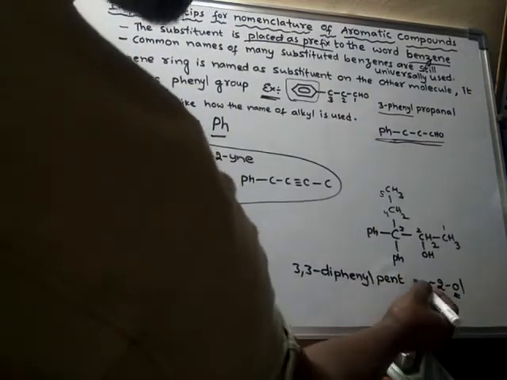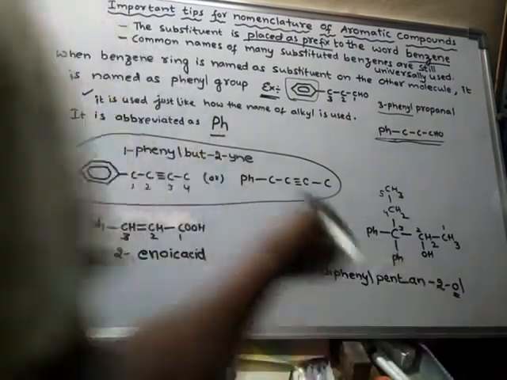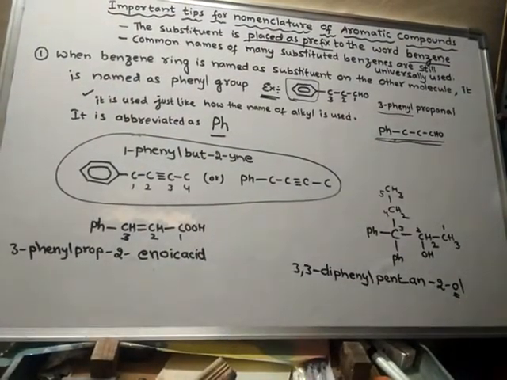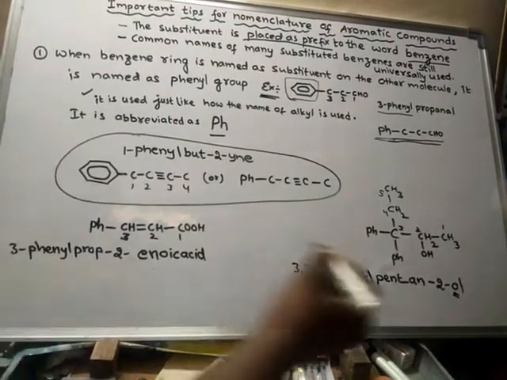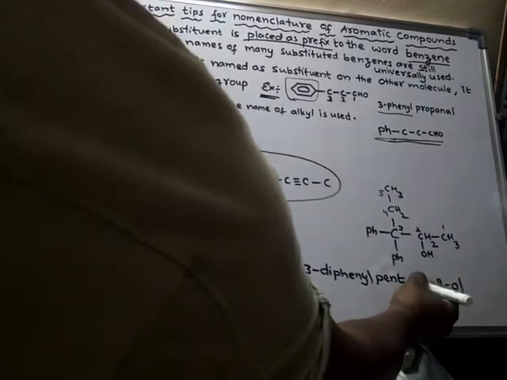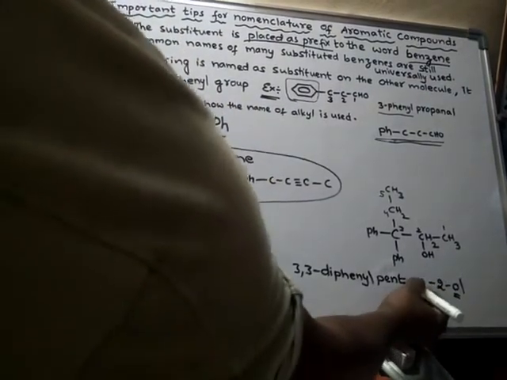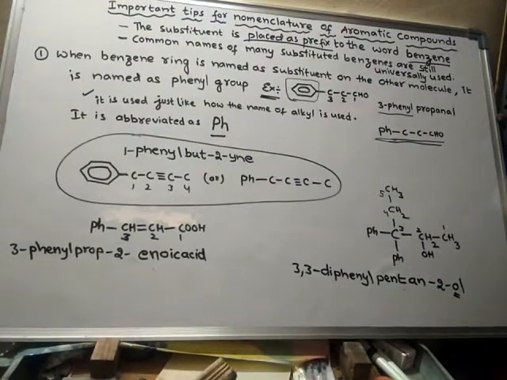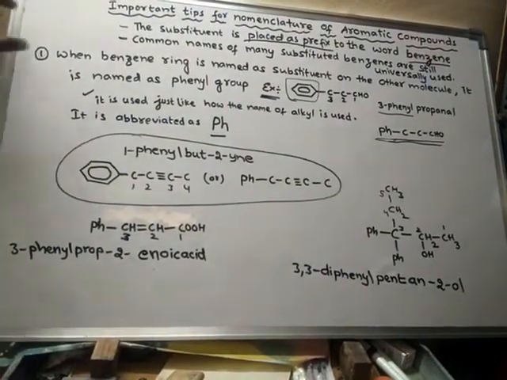Now the name of the compound will go like this: 3,3-diphenylpentane-2-ol. Okay, pentane. There should not be any space between any letters, so the entire name should be written as a single word. So this is the name of this compound. Like this, the first tip can be used in writing the names of several compounds.